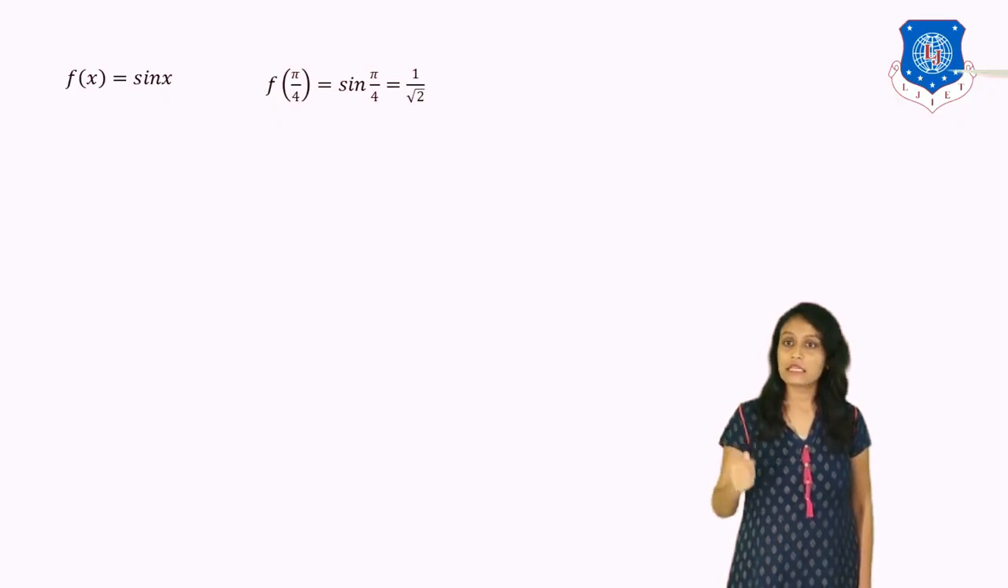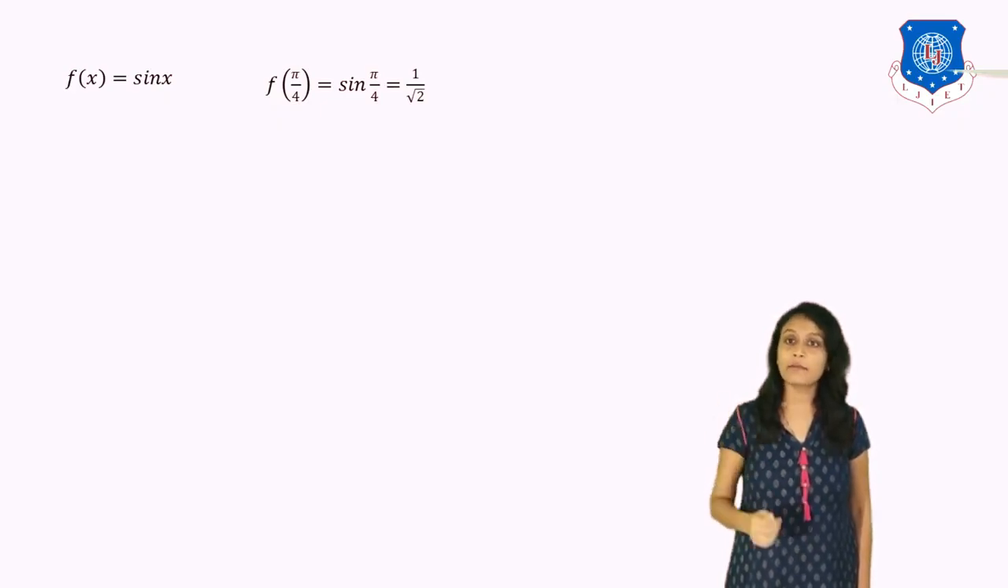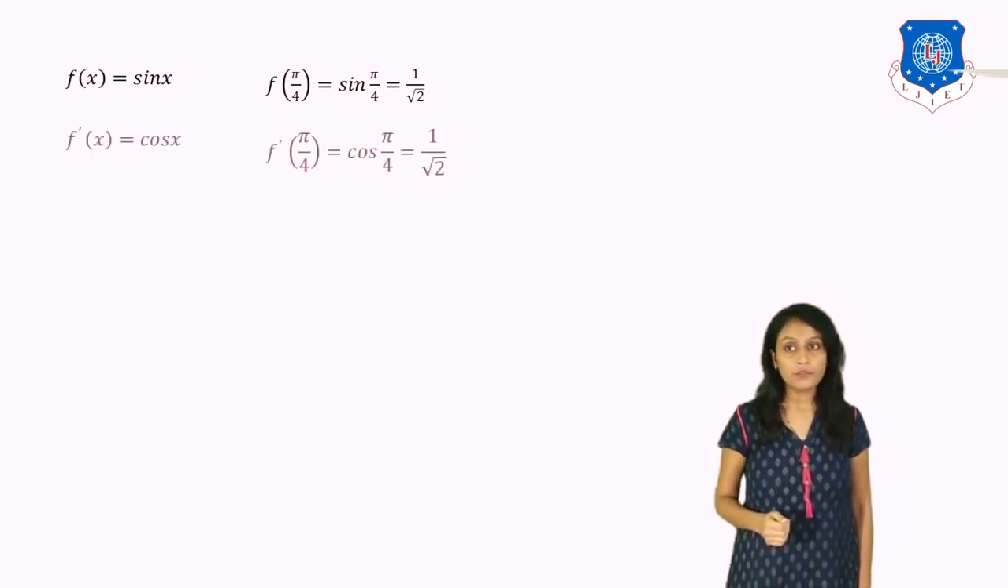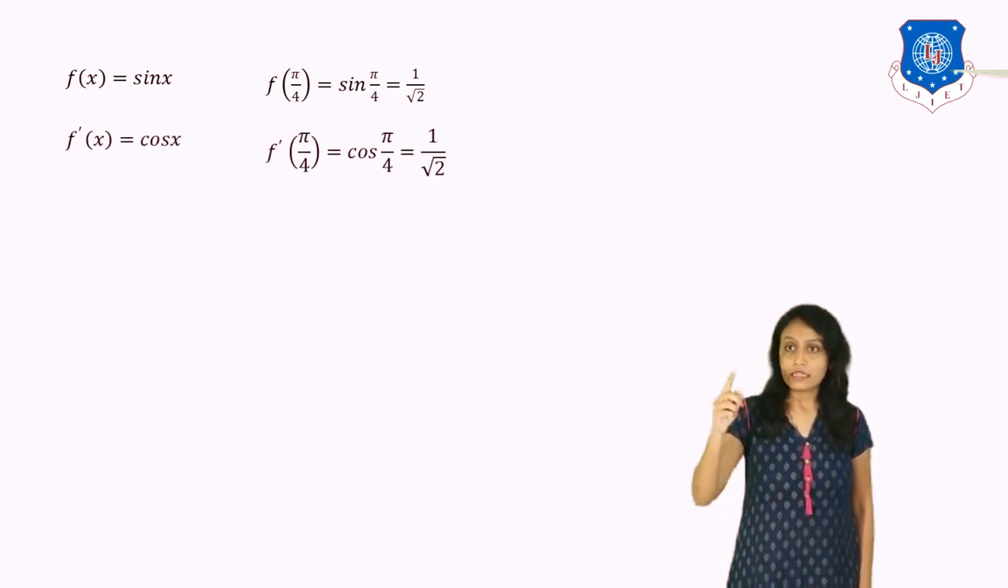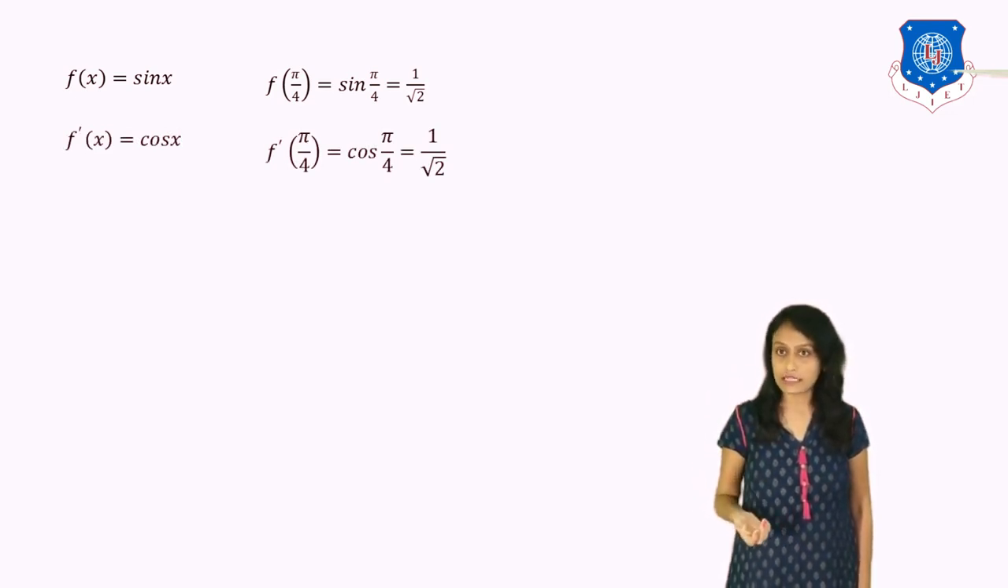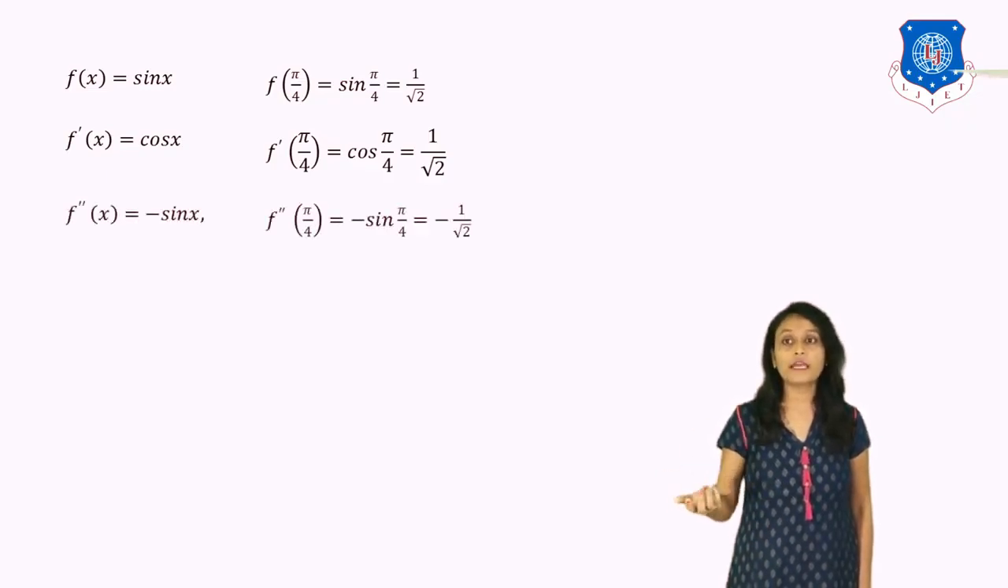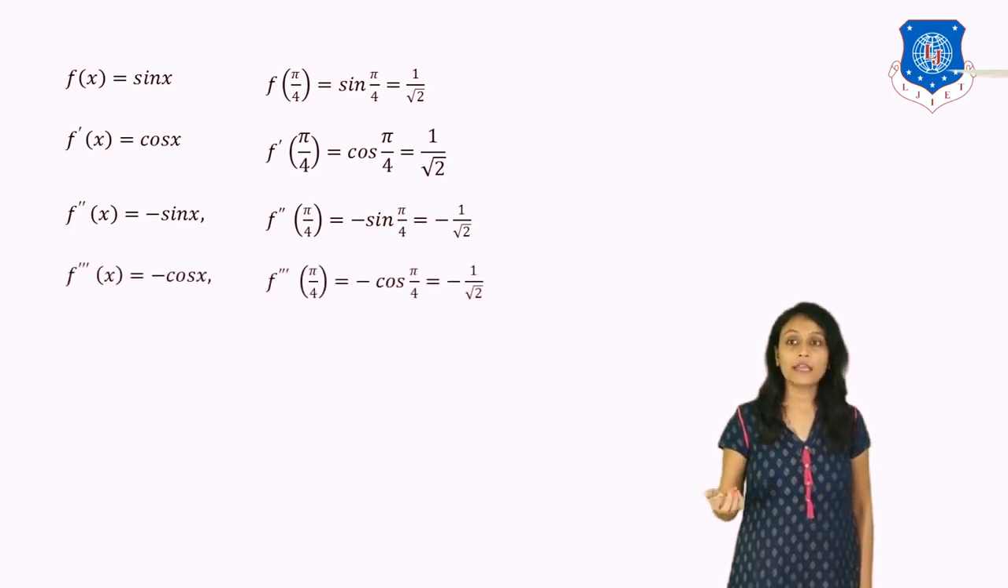Okay, so f of x is equal to sin x. Its value at pi by 4 is what? 1 by root 2. Okay, derivative of f of x, that is f dash x, so we have cos x. Value at pi by 4, again 1 by root 2. Next we have to find its double derivative, that is minus sin x. Again value at pi by 4, so here you will get minus 1 upon root 2. Next we have to find the triple derivative, right? So it will be minus cos x, and its value at pi by 4 will be minus 1 upon root 2, right? And so on we have to find.